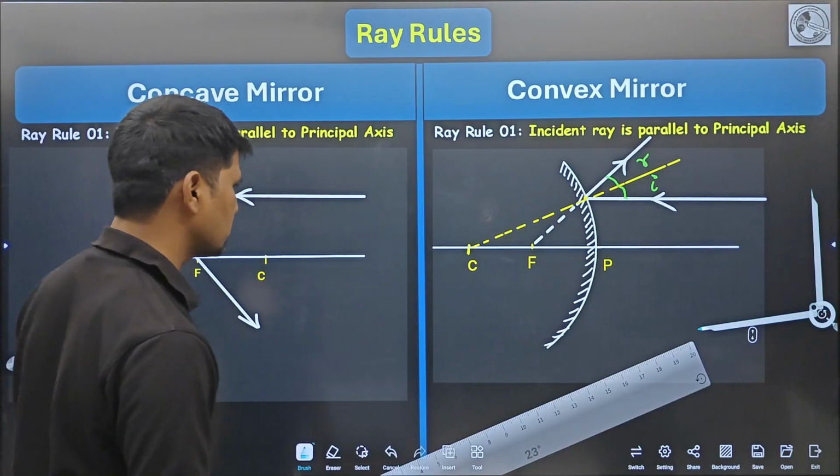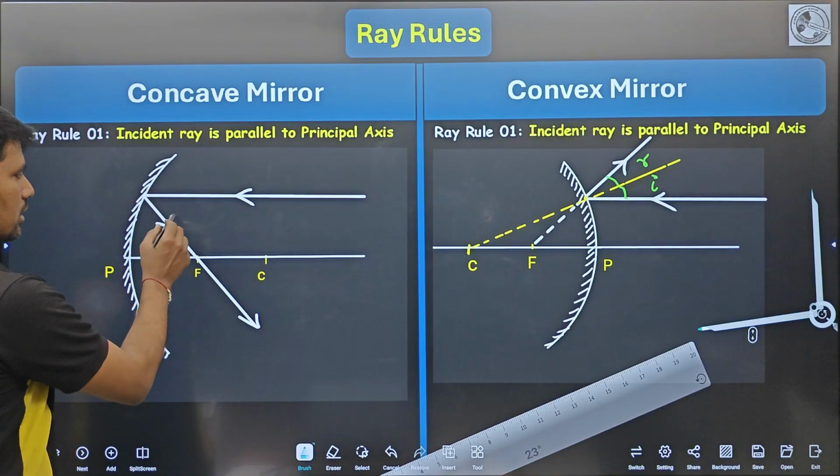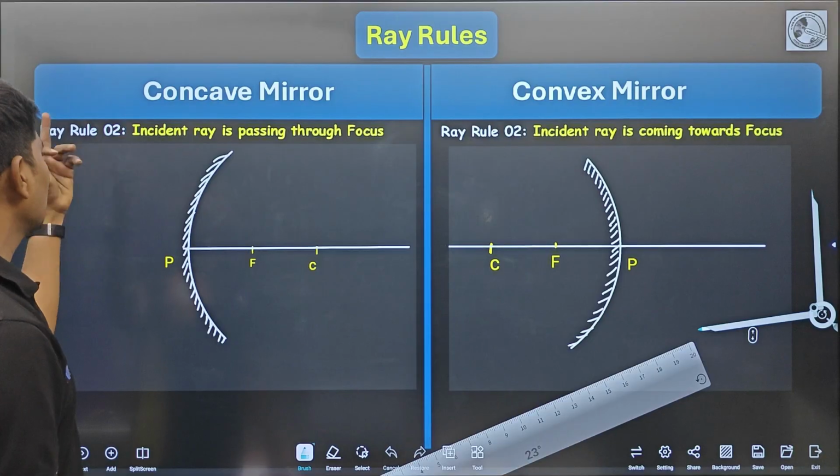Okay, I hope you understood. We are going to the next slide. Here also, as we already mentioned in the previous case, we have to join this like this and you get the normal. I is equal to R. Right, children. Next, ray rule 2.